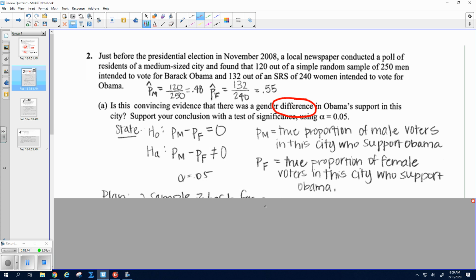And then be sure you define each. So pM is the true proportion of male voters in the city who support Obama. And pF is the same thing, but for females. Our alpha is 0.05.